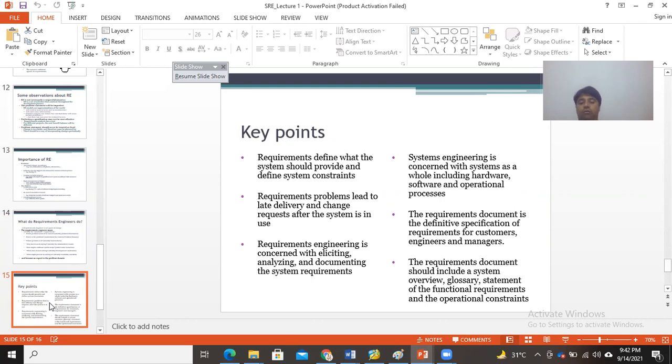And then we have talked about what a requirement document should include, similar to the SRS, in which we have an overview or an introduction about the system, glossary, statement of functional requirements, non-functional requirements, and the operational constraints. So this chapter is all about requirements and requirement engineering generally. And then we have overall discussed the requirement engineering process, the importance of requirement engineering, some observations about requirement engineering, and what requirement engineers do.